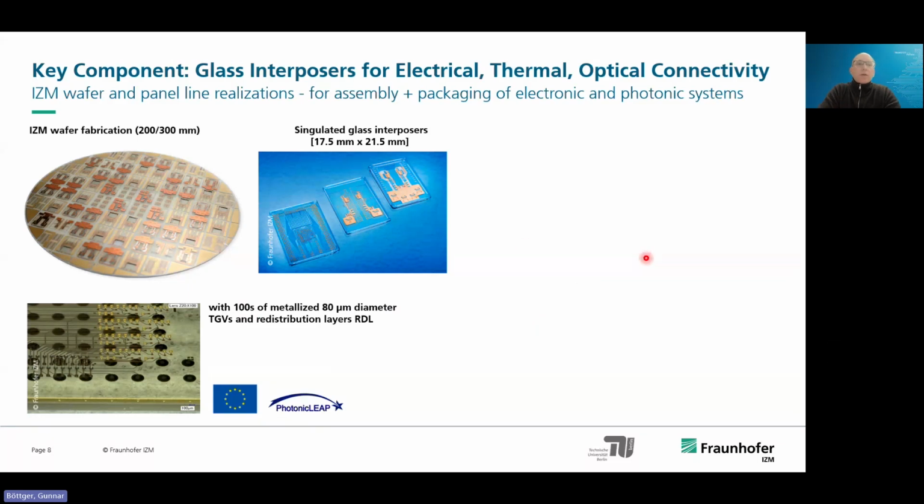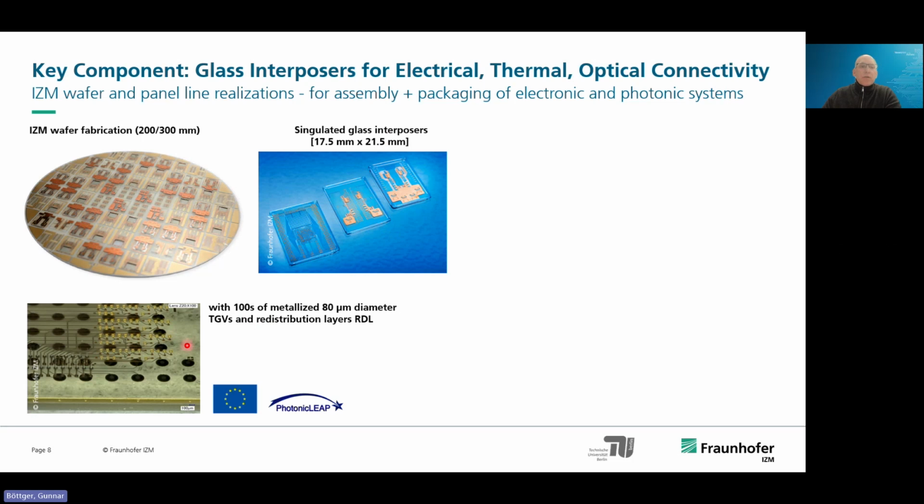The key component of such assemblies is the glass interposer. It has to be structured to contain electrical, thermal, and optical connectivity. So we have two ways to do this. We have a wafer and a panel line, and we can fabricate such complex interposer structures to host photonic chips, to host lenses, optical connections, and basically these components get placed on glass interposers.